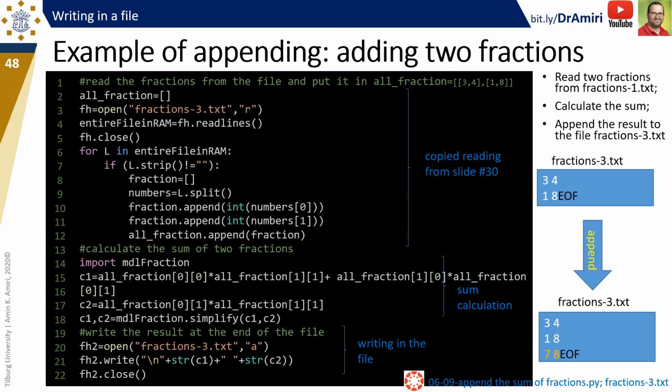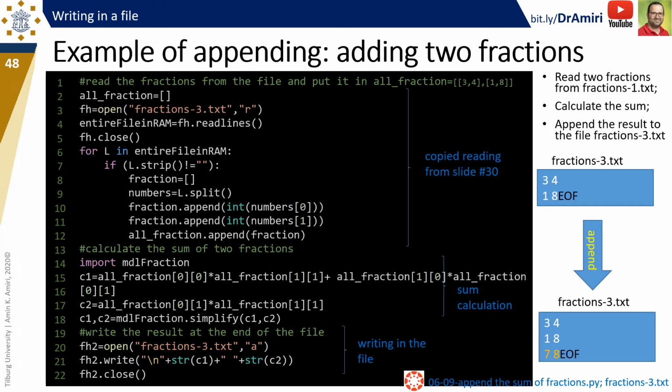Let me provide an example for appending as well. In this case, we want to read two fractions from a file called fractions-3.txt. Then we want to calculate the sum of the two fractions, and then append the result to the same file. How to read the fractions, we already learned in the previous video. I just copied line 1 to line 12 from slide 13. Please take a look at this in the previous video.